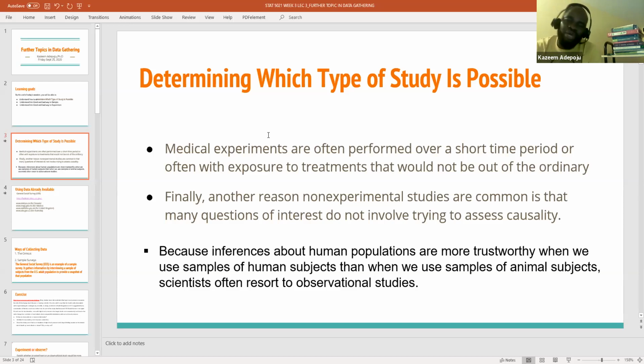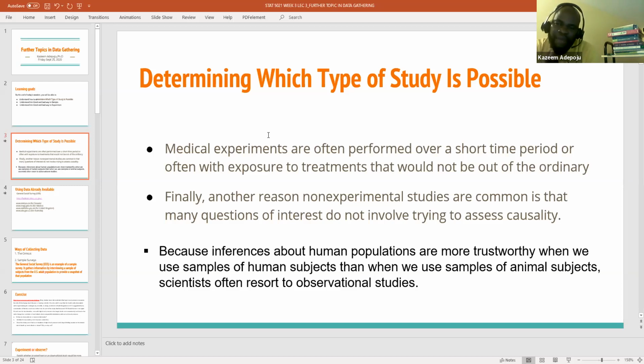Therefore, if you are trying to perform that kind of study, you actually need to look beyond observational study, because you are not going to get a very good result. And I said, because of inferences, at times using human beings for research could give a better result than using animals.